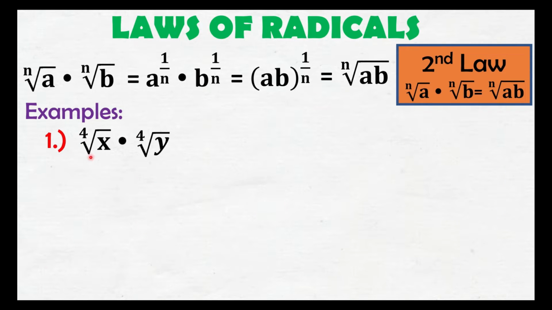So, number 1, fourth root of x times fourth root of y. Here we see that the index is the same, so we can simply combine the radicands x and y inside one radical. So, we simply write the fourth root of xy.